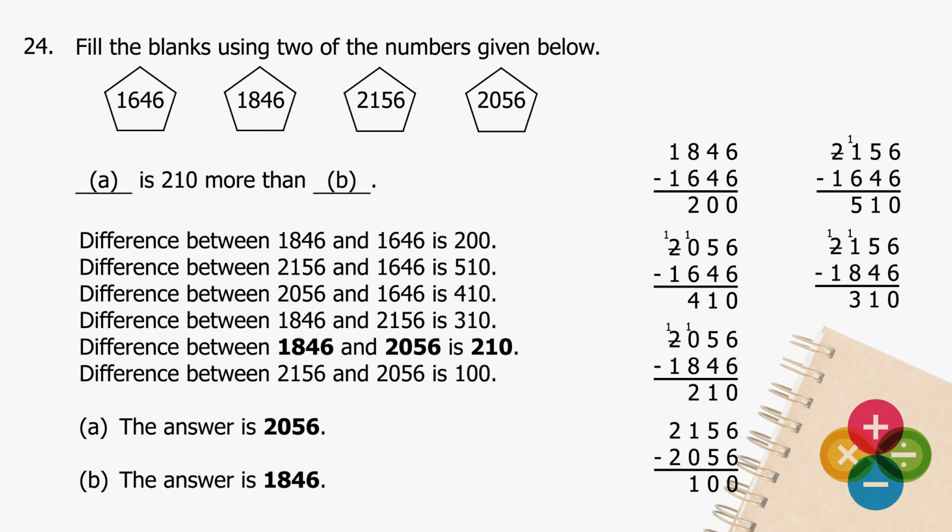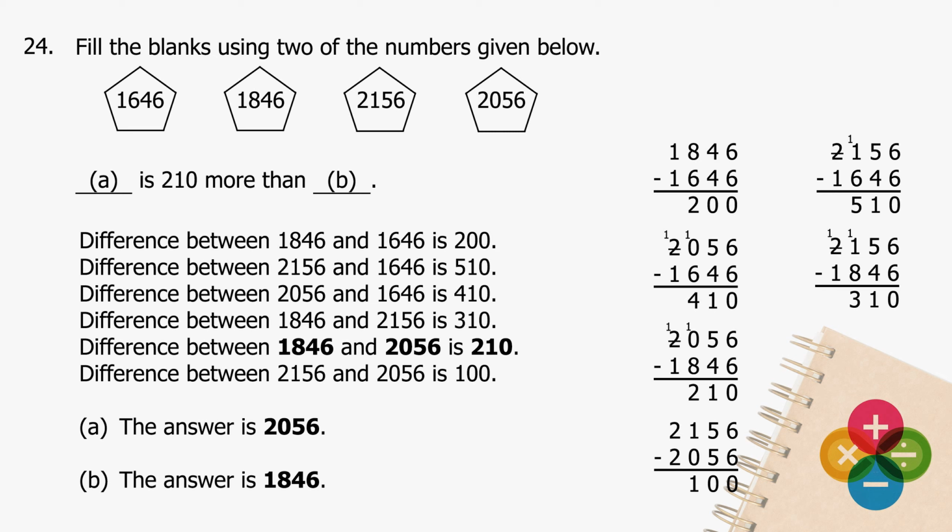The difference between 1846 and 1646 will be, subtract 1646 from 1846, and the difference is 200. The difference between 2156 and 1646 will be, subtract 1646 from 2156, and the difference is 510. The difference between 2056 and 1646 will be, subtract 1646 from 2056, and the difference is 410.